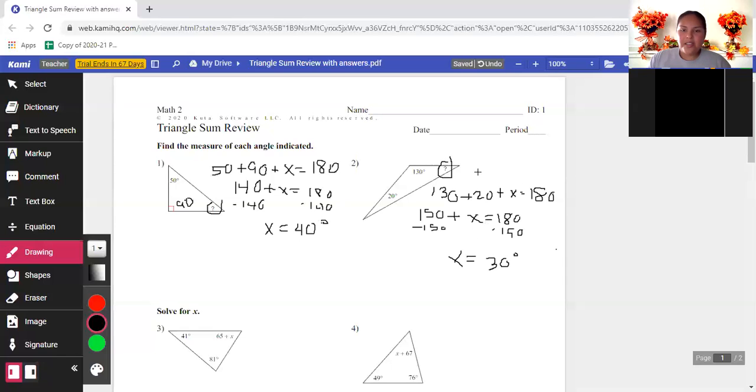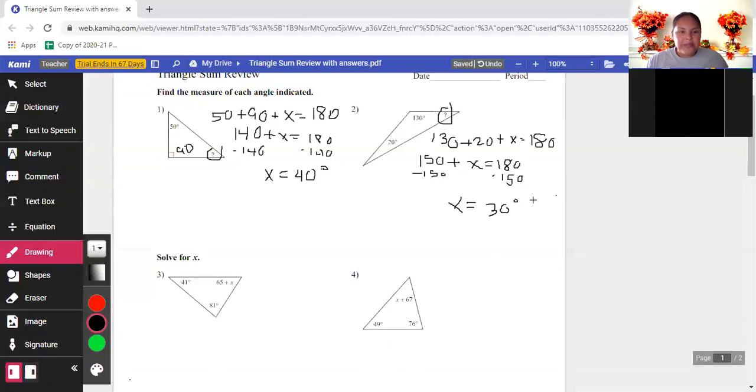Okay. I'm gonna give you guys a second to copy that down, then we'll go down to number 3 and 4. Make this a little clearer. That looks like a 9. Okay. All right. Number 3.